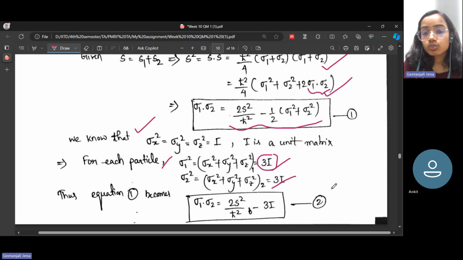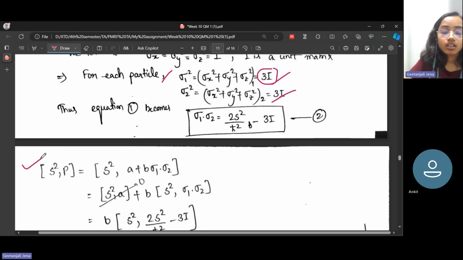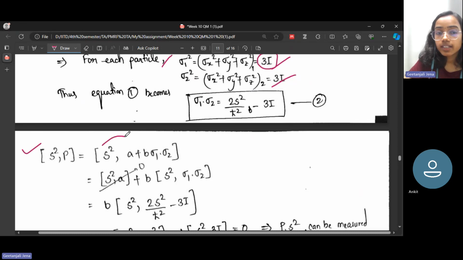So now what you have to do, you have to put the expression for sigma 1 dot sigma 2 in the P operator. So for the first one, we are checking the compatibility between S square and P. S square is S square only, and P is A plus B sigma 1 dot sigma 2. Now you have to again use the properties of commutation relation, so this would be equal to S square commutation with A plus B times S square commutation relation with sigma 1 dot sigma 2. This first term is 0 because A is a constant.